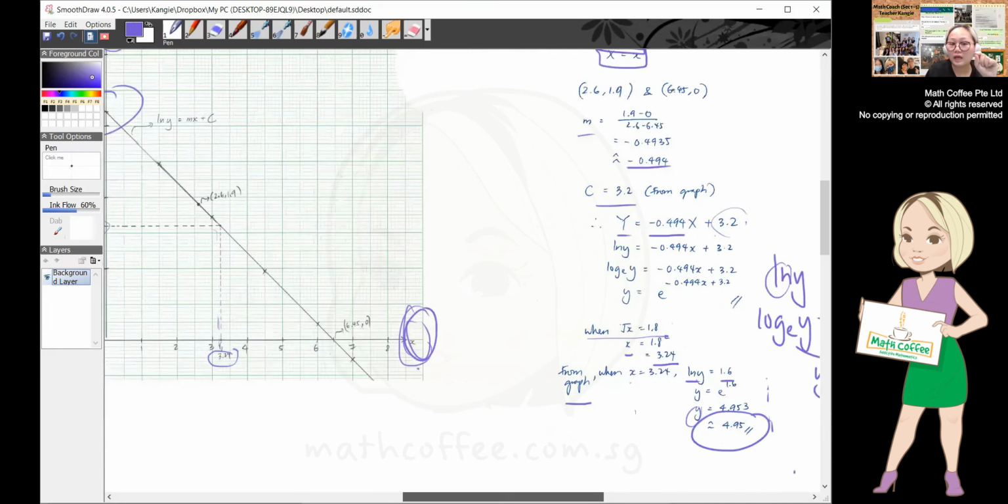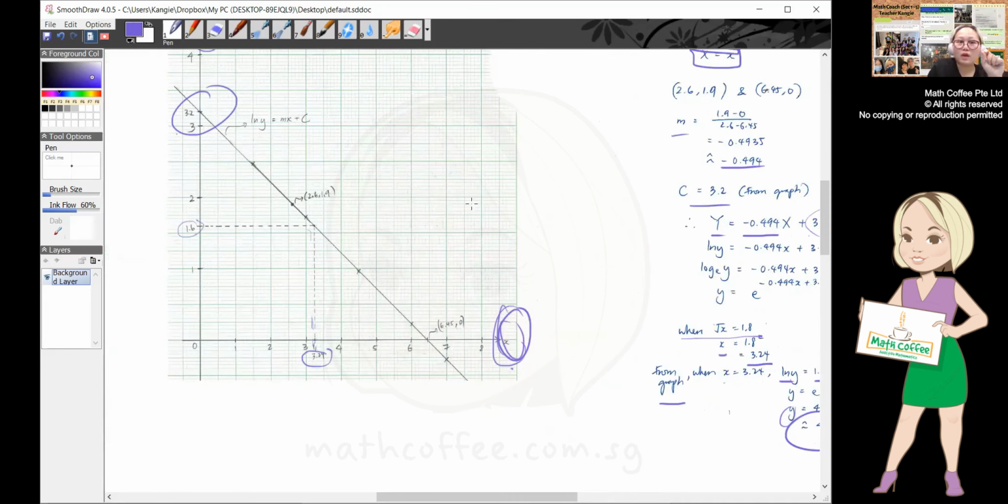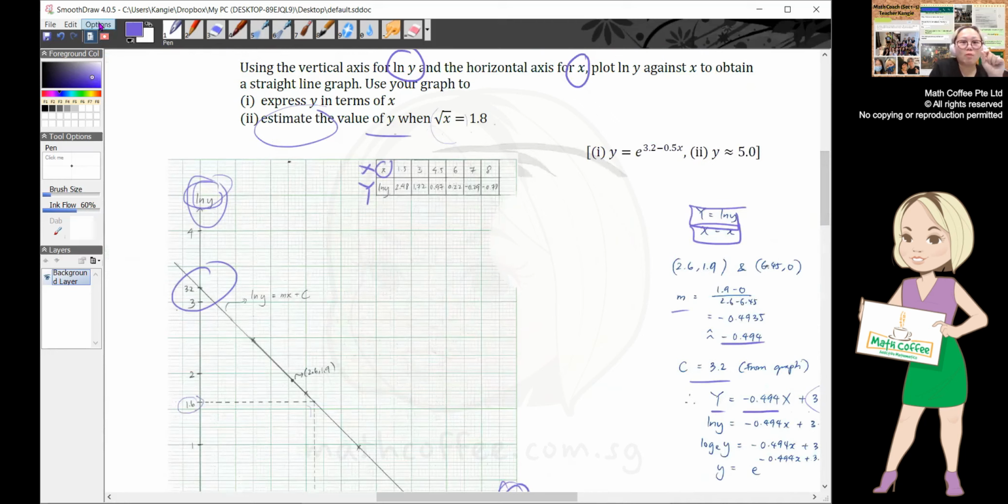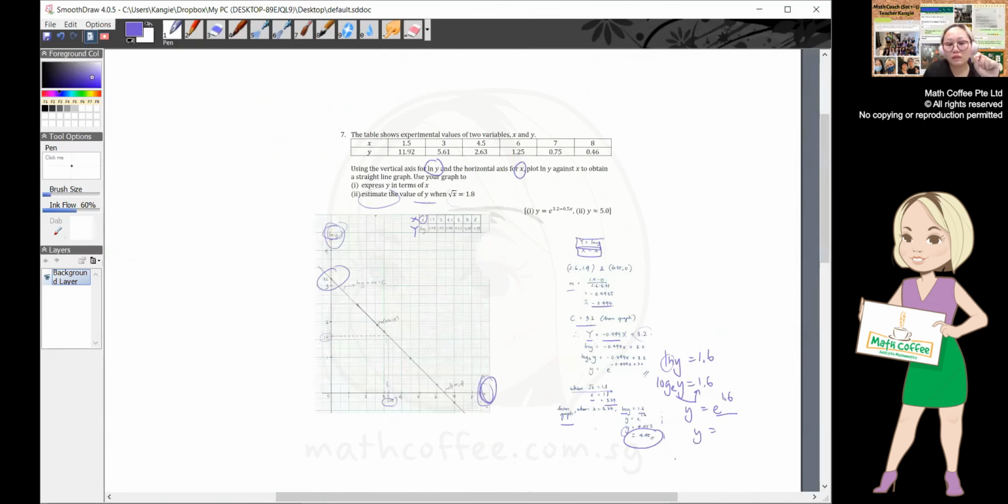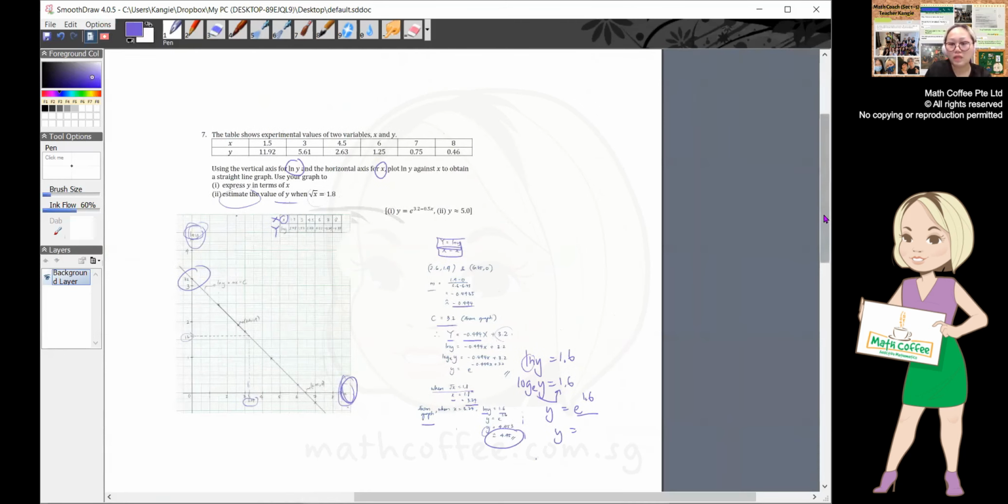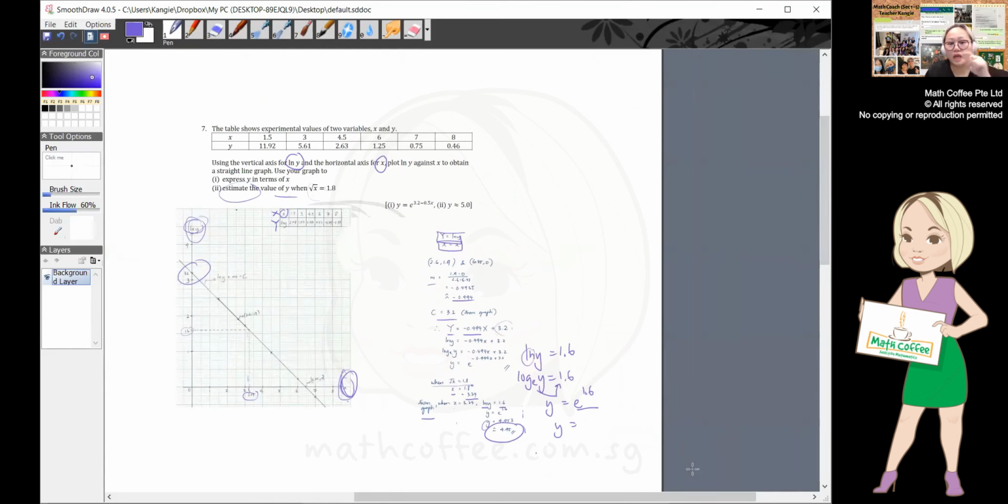Okay, so take note, don't straight away say your Y is 1.6. You have to see what is your big Y. Okay, that's a common mistake. So of course, after I teach, you don't have all this kind of common mistake. So this is for question 7.